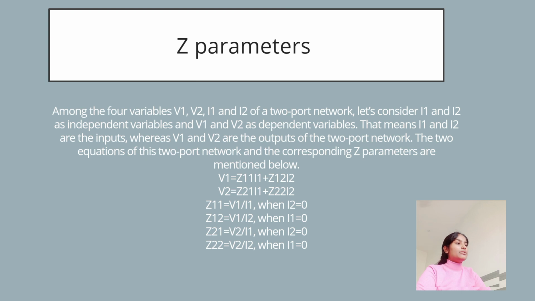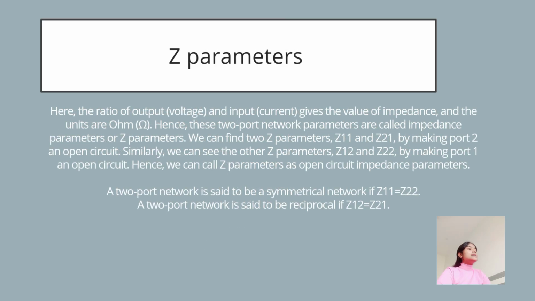V1 is equal to Z11 I1 plus Z12 I2. V2 is equal to Z21 I1 plus Z22 I2. Z11 is equal to V1 by I1 when I2 is equal to 0. Z12 is equal to V1 by I2 when I1 is equal to 0, and Z21 is equal to V2 by I1 when I2 is equal to 0, and Z22 is equal to V2 by I2 when I1 is equal to 0.